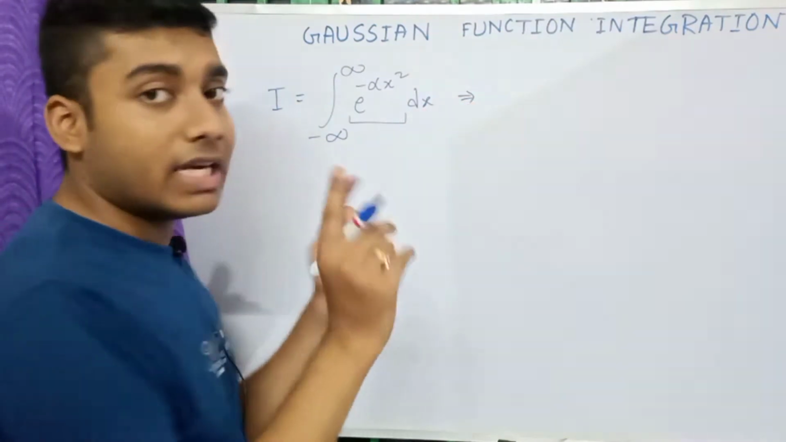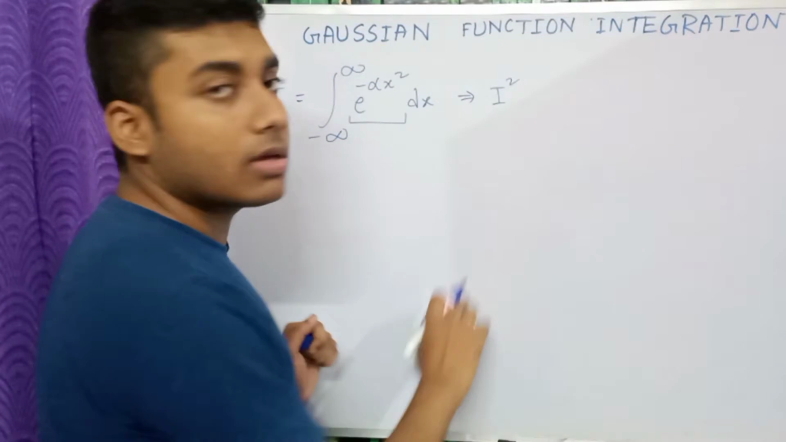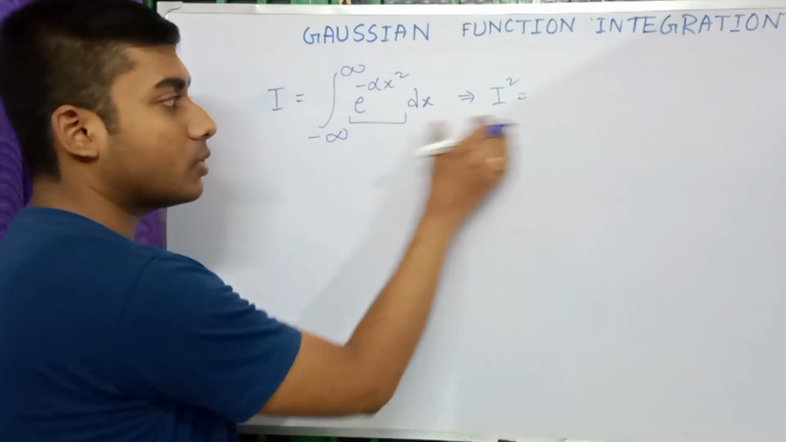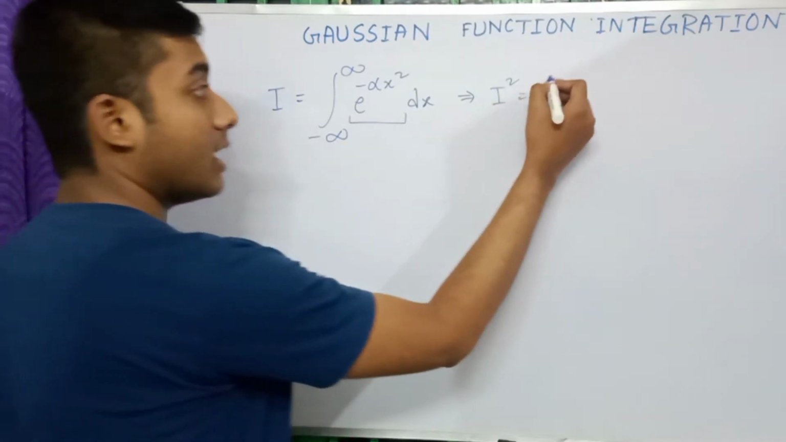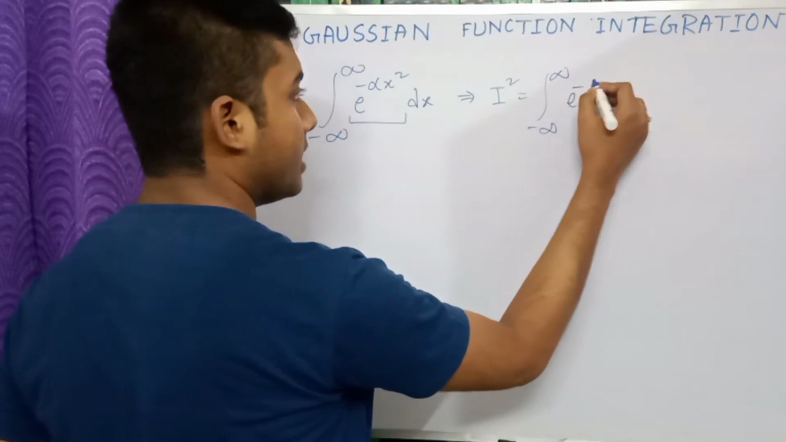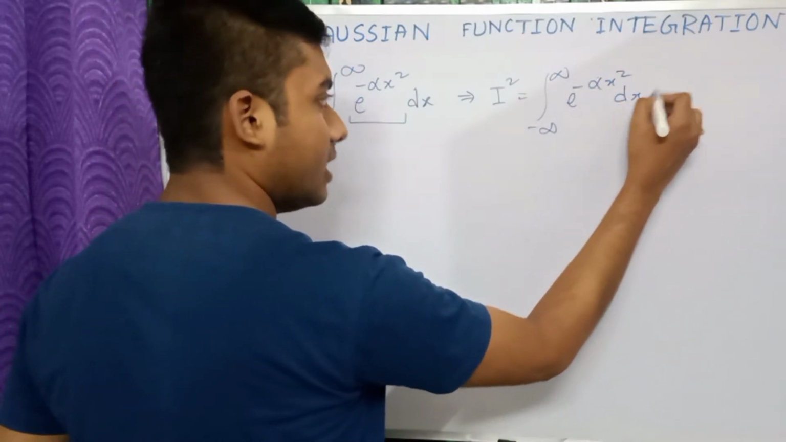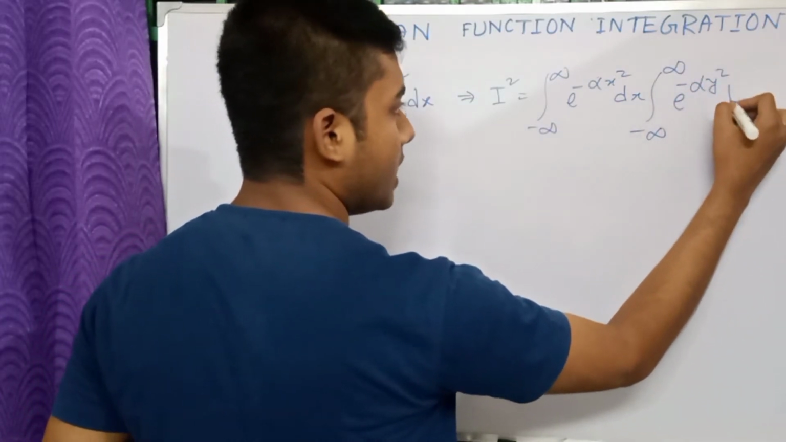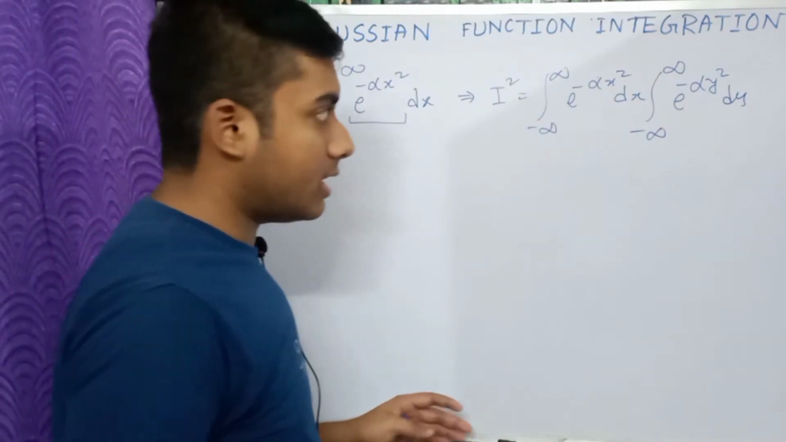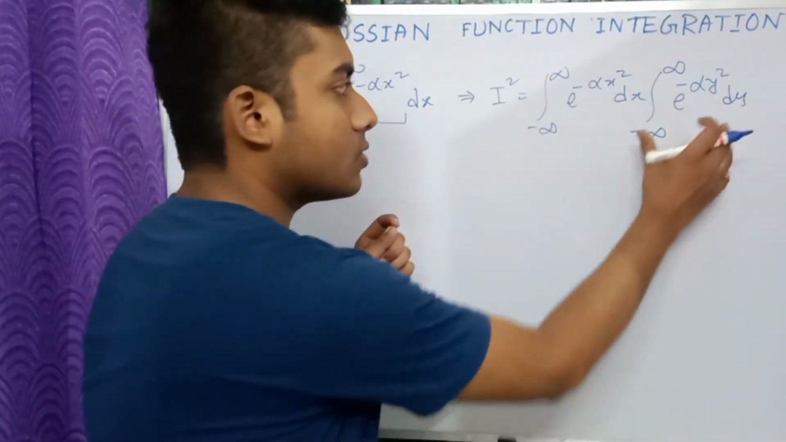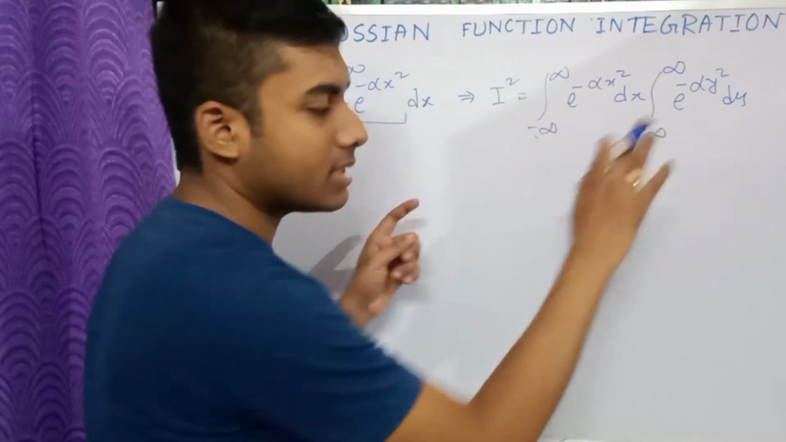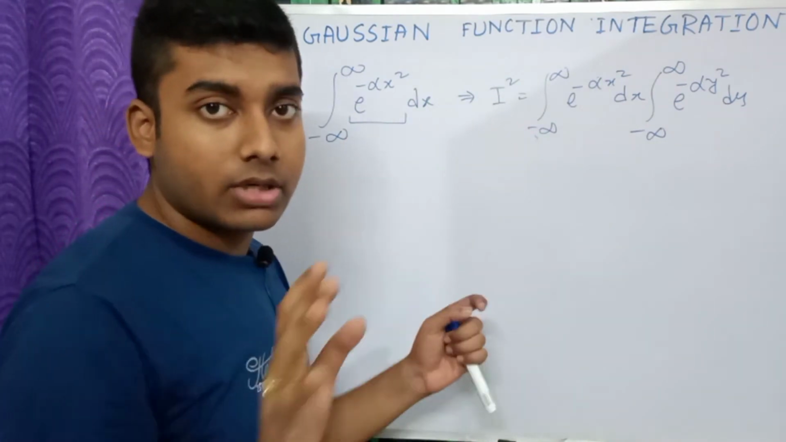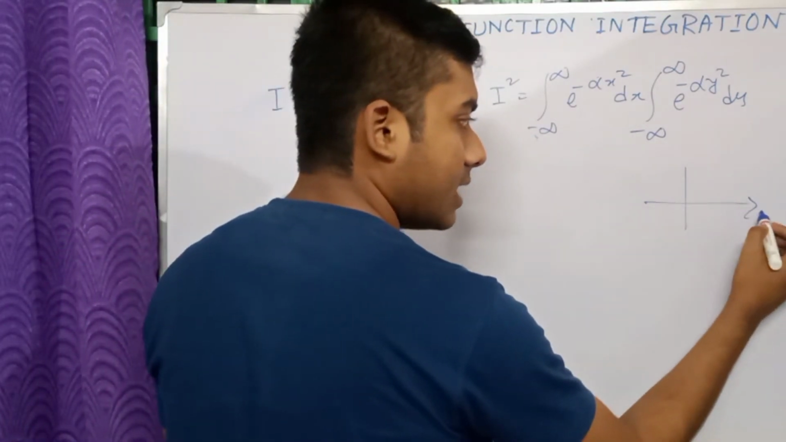We have to just find I square first. Now I can write that I square is a multiplication of two things like this: the integral from minus infinity to plus infinity of e to the power minus alpha x square dx, times the integral from minus infinity to plus infinity of e to the power minus alpha y square dy. It is clear, because x and y are just variables, so these two things are the same, but I am denoting them with x and y, the Cartesian coordinates.